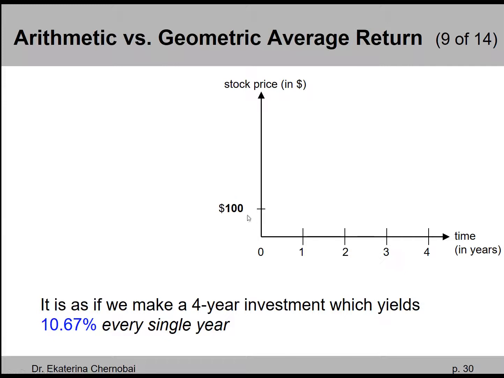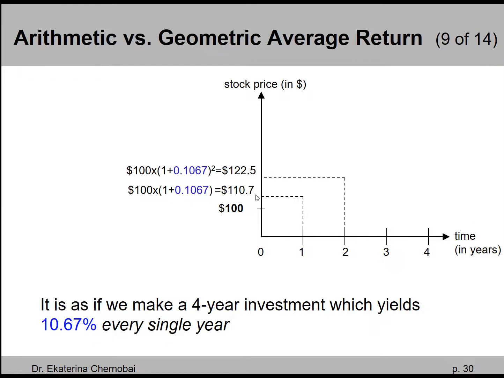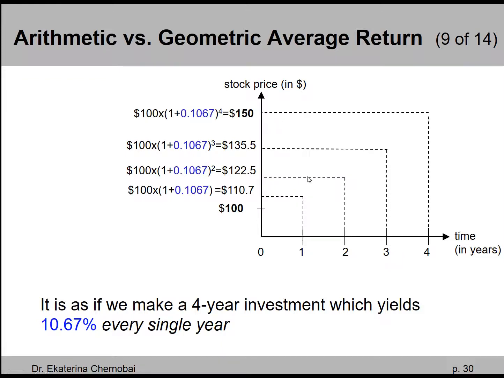It's as if we are saying that after the first year, our money grows by 10.67%. If we use that for our return, then we will have approximately $110.70. Then our money grows by another 10.67% over the second year, right? As if. In which case, at the end of year 2, it's as if we have 122.5. Same in year 3, same in year 4. Guess what we get as a result? $150. This is what we were given, right?